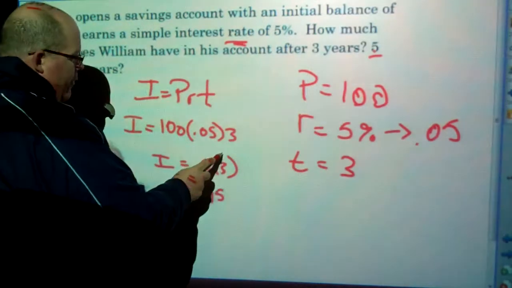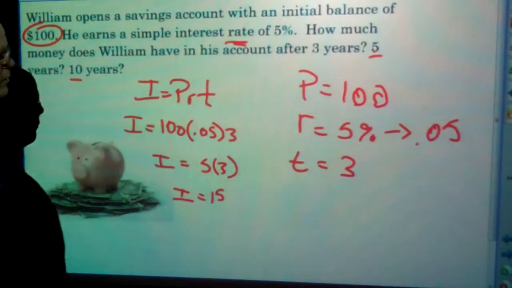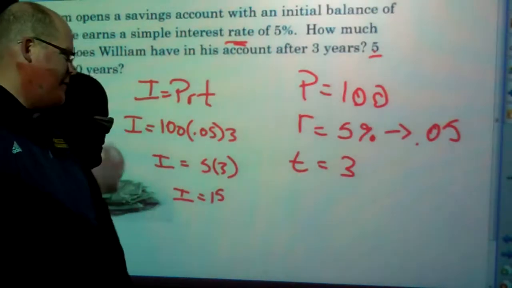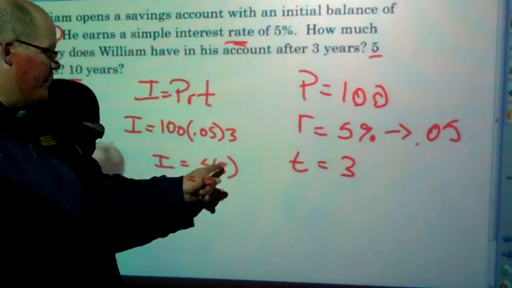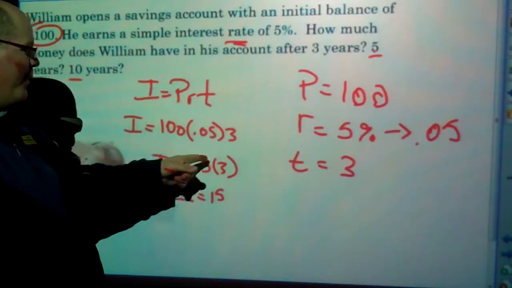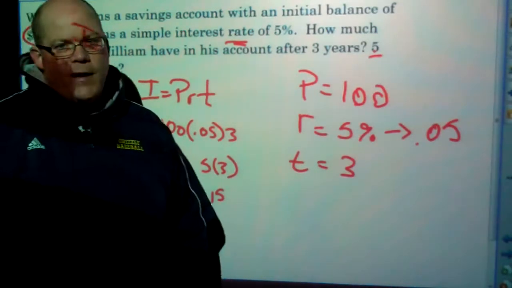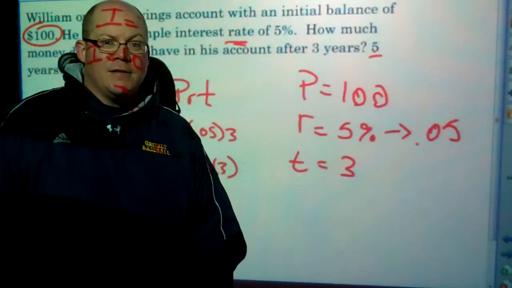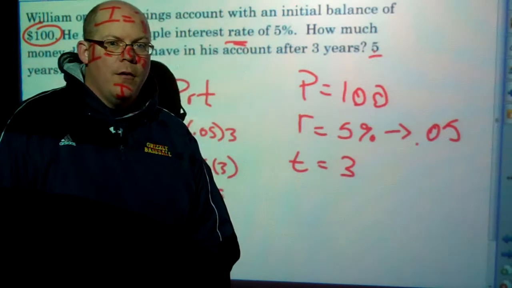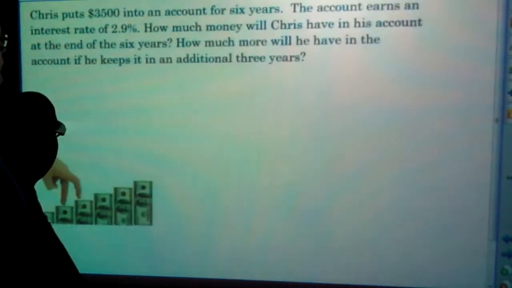Now, if we want to know how much he had for 5 years, we would change out the 3 with a 5, and for 10 years we would change it out with a 10. That would tell us how much money he had in his bank account over that time. So 5 times 5 would be $25. So after 5 years, he would have $125. After 10 years, he would have $150. So as you can see, if you put $100 in your bank account with a 5% interest, and 10 years later you take that money out, you're not going to have that much more than what you started with, right? $150.